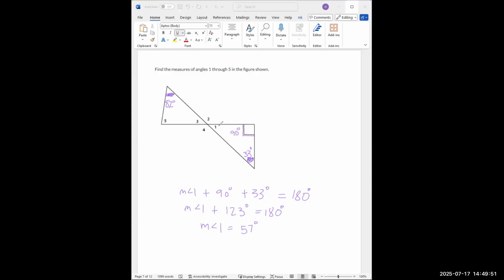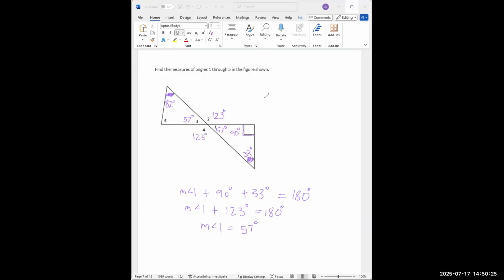And we said, well, as long as we know 1, we know 3. So that's going to also be 57 degrees. And then remember we said angle 1 plus 2 have to equal 180. Well, we already figured out that 123 plus 57 equals 180. So that means this one has to be 123 degrees. Or if we forgot, we could also just subtract 57 from 180. And that leaves us only one more, angle 5.